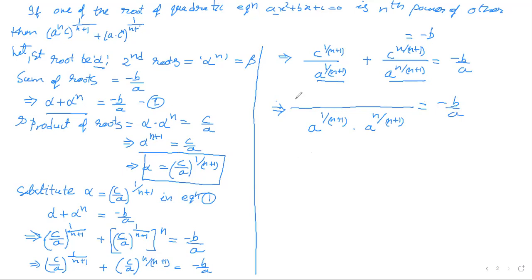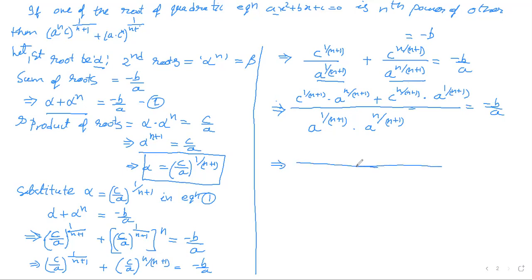And then in the numerator, c to the power 1 by n plus 1 into a to the power n by n plus 1, plus c to the power n by n plus 1 into a to the power 1 by n plus 1, equals minus b by a.